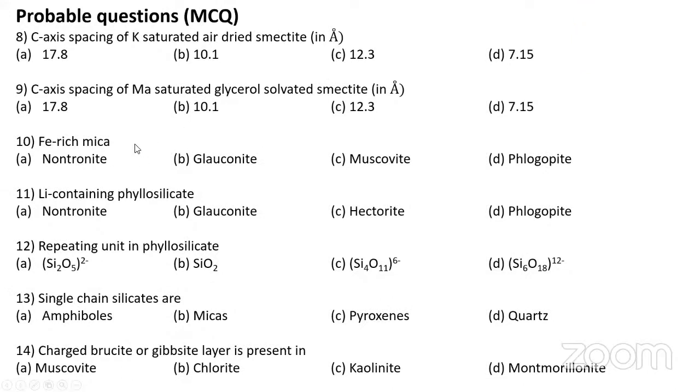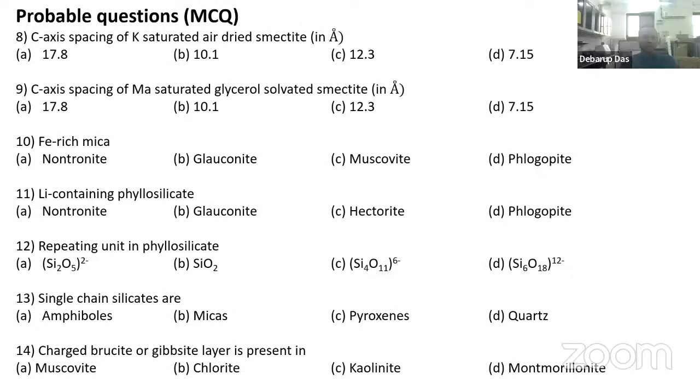Iron rich mica? Nontronite. No. Nontronite is a smectite mineral. Glauconite. Good. Lithium containing phyllosilicate? Hectorite. Good. Repeating unit in phyllosilicates? Si2O5 2 negative. Good.